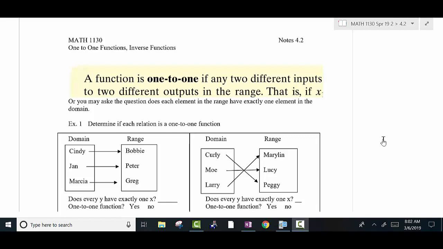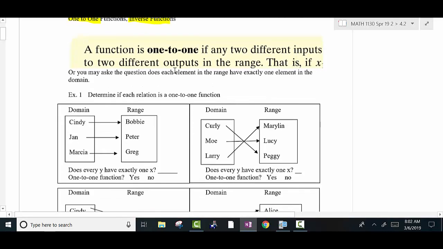All right, so to begin with, in this section we're mainly going to be talking about inverse functions. And that's kind of a big deal in math. It's a big deal in calculus. And in order to understand what a one-to-one inverse function is, you have to understand what a one-to-one function is. So I'm just going to explain that.